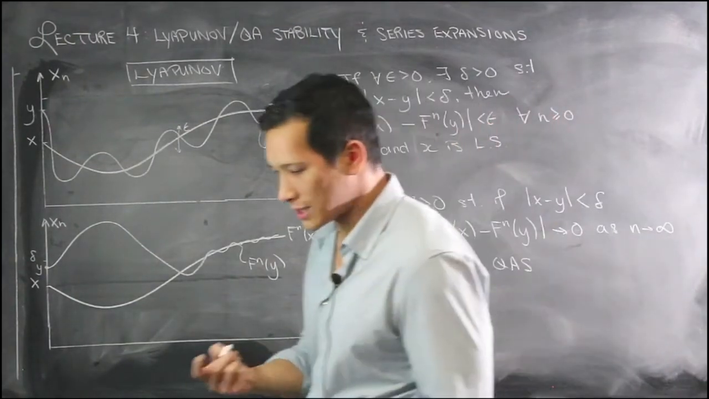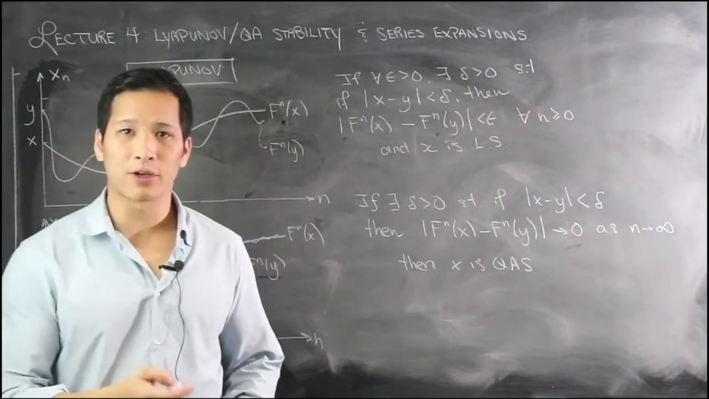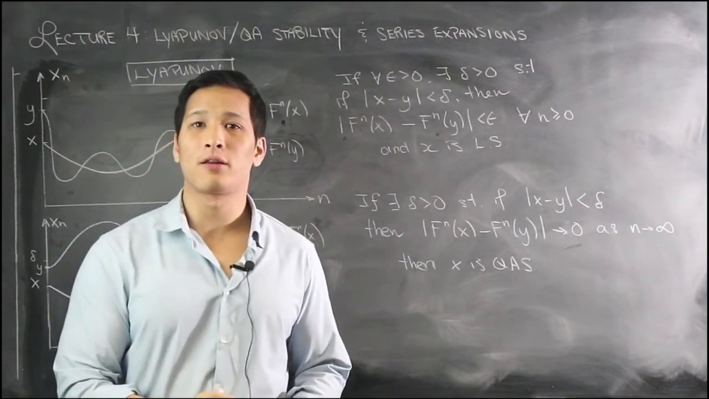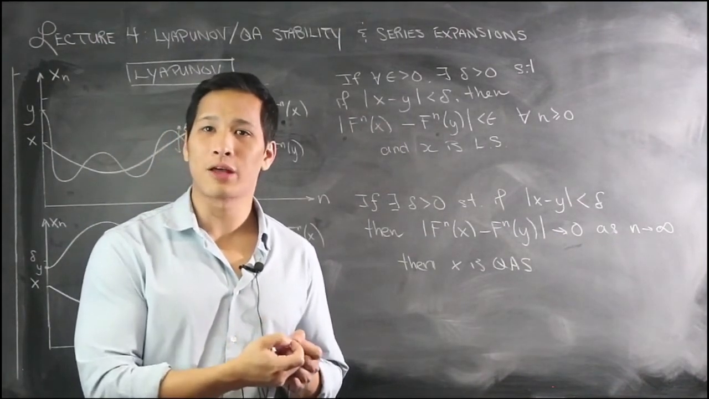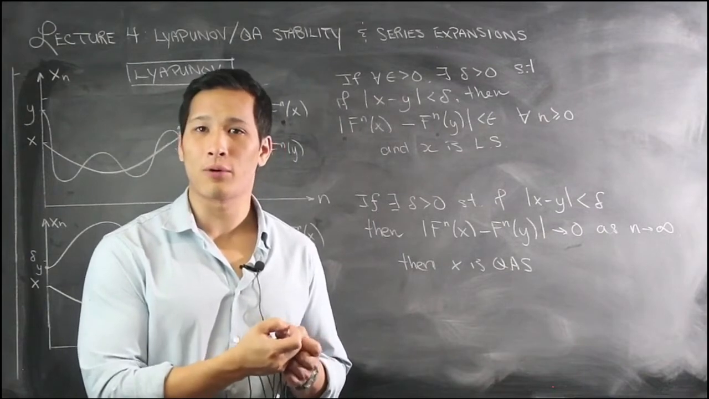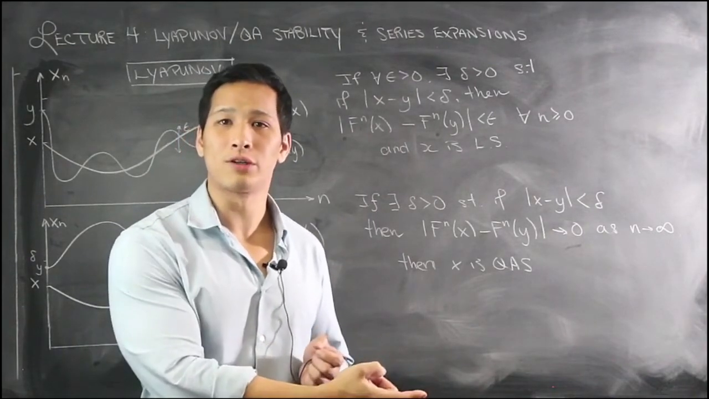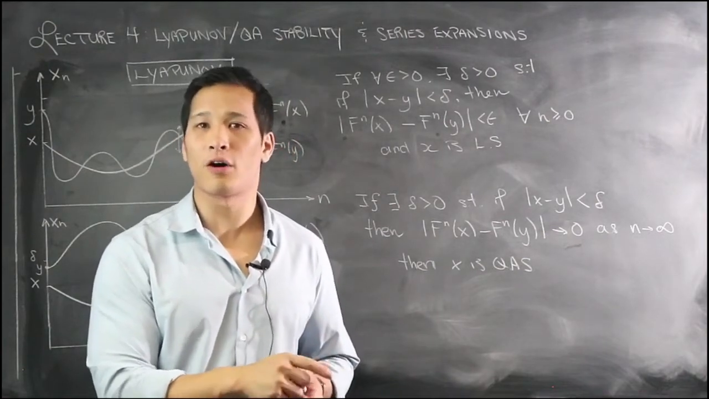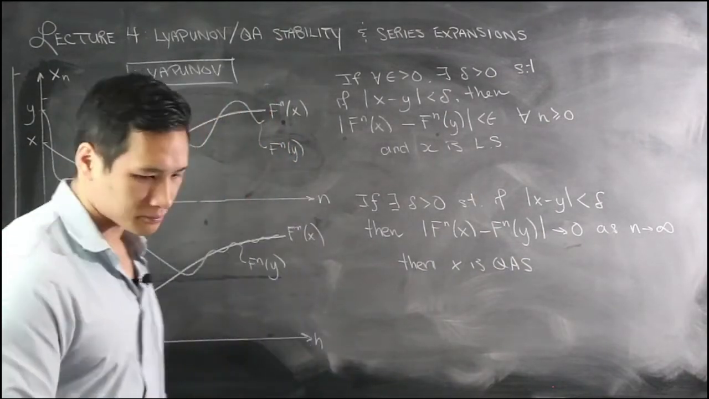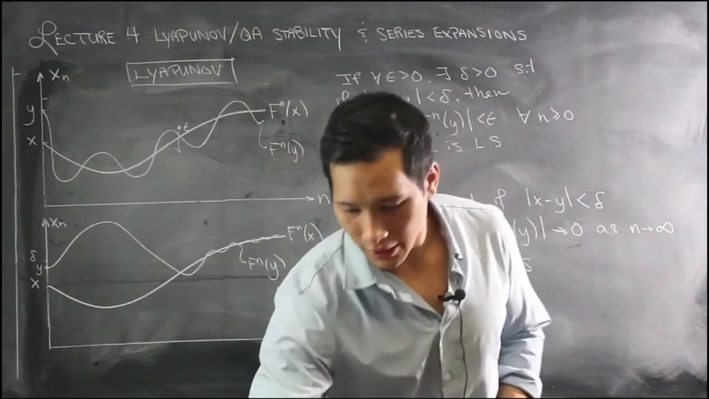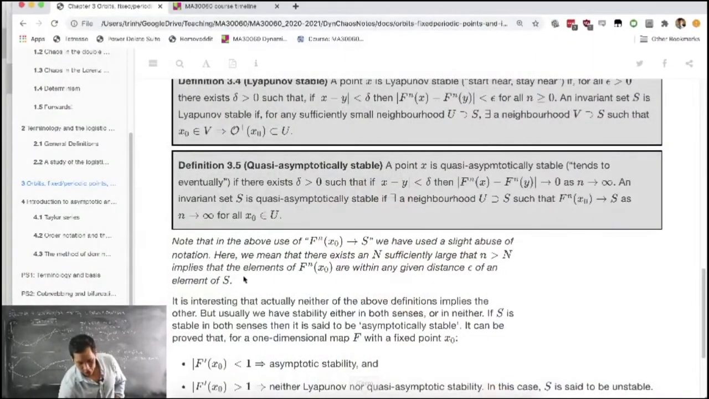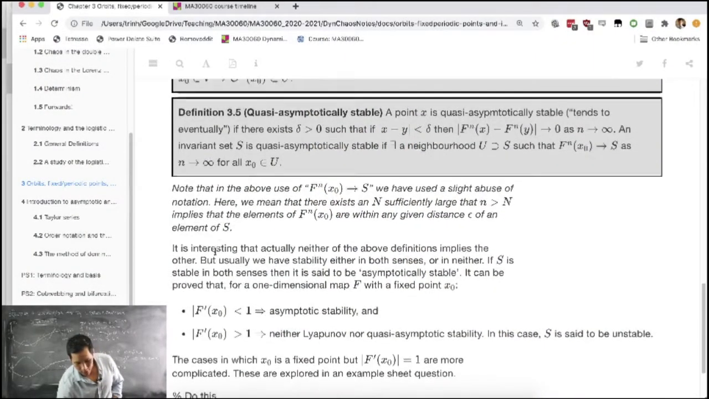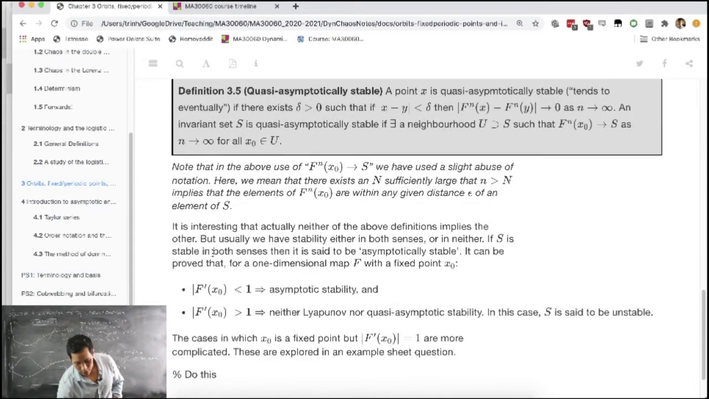Asymptotically stable means that as long as I start sufficiently near that point x, I'm always going to tend towards it for large enough n, and I always remain close to it for all n. Okay? All right. So that covers this next part of the definition.